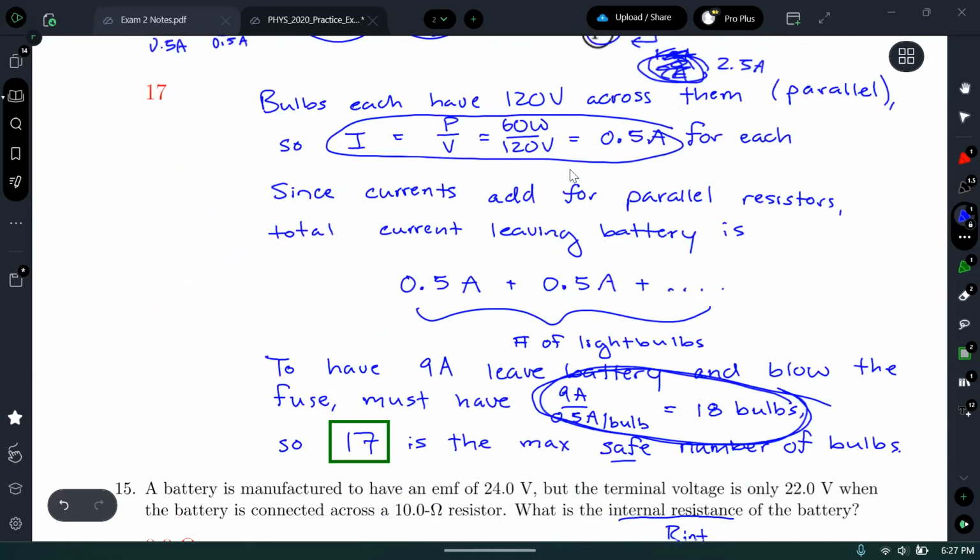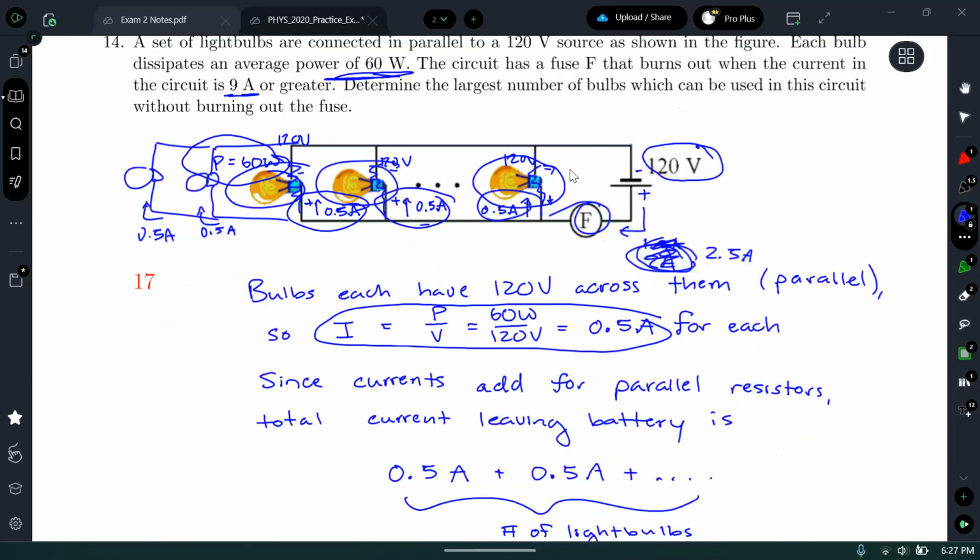You could feel free to think of it as, I've got to keep adding bulbs until I actually blow the fuse, by saying, all right, I'm at 0.5, 1, 1.5, 2.5 amps with how many bulbs I have now. I can still add some more bulbs before I reach that 9 amp limit. If I add another bulb, I'm at 3 amps. If I add another one on top of that, I'm at 3.5, all the way until I've added however many bulbs it takes to get to 9 amps. And how many bulbs it takes would be 18.